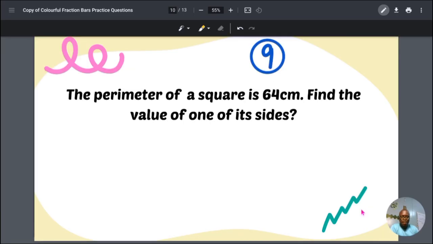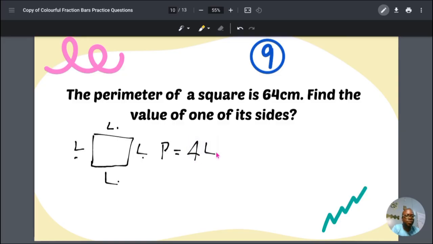Question 9. Question 9 says the perimeter of a square is 64 centimeters. Find the value of one of its lengths. Now this is about a square. So we have here the perimeter of a square. Remember, a square has all the sides equal. So the perimeter is the length plus the length plus the length plus the length. That is why it is 4 lengths.